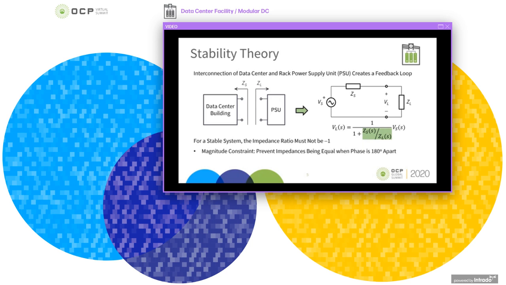This can be done by establishing a magnitude constraint, which says that we prevent impedances being equal when the phase is 180 degrees apart between these two impedances. We can also have a phase constraint that says that when impedances are equal, we prevent the phase difference from being 180 degrees. If we practice these two fundamental principles, then the impedance ratio should not be -1 and we should have a stable system.